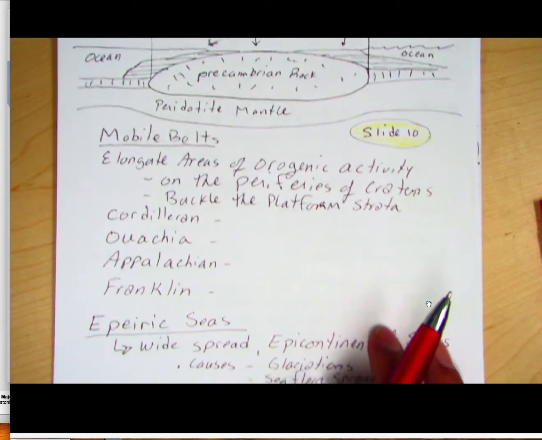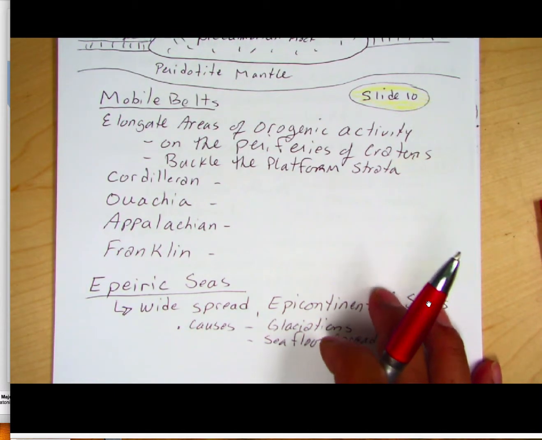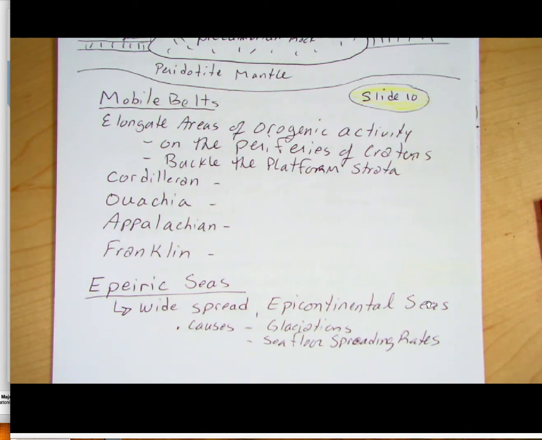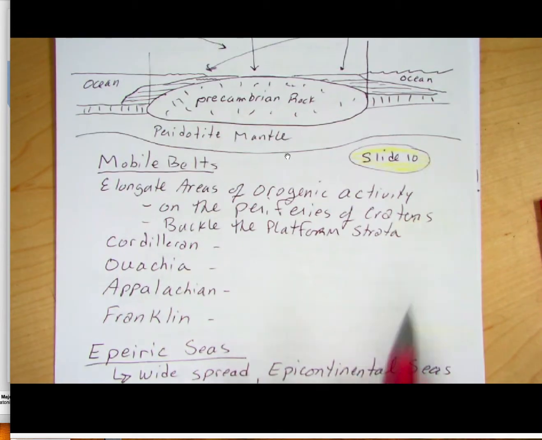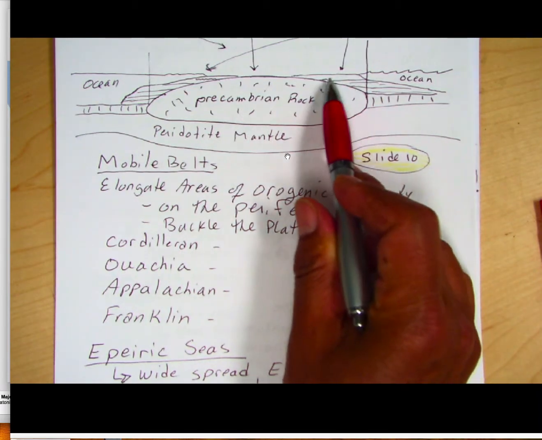Then other terms that we're using are this term called mobile belts. And some mobile belts are occurring along the peripheries of continents, in this case of Laurentia. And they're elongate areas of orogenic activity. So remember, orogenic means mountain building activity. So you're either causing subduction zones or crashing island arcs up against continental margins, or crashing continents into each other, right, to make the continent collision zones. But they buckle that platform and they bend that strata. So a good example of that are the folded rocks in the Valley and Ridge province of the Appalachians, right? The Blue Ridge Mountains over there in the Appalachians are a good example of that buckled platform sediment. So all these once horizontal rocks over here are now all folded because of that collision.